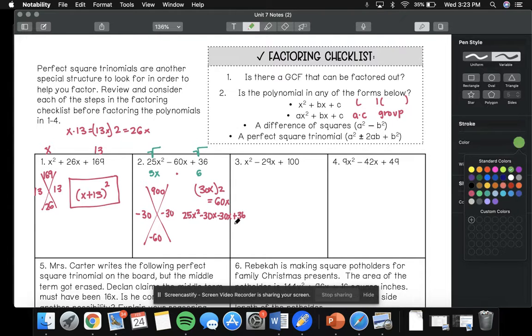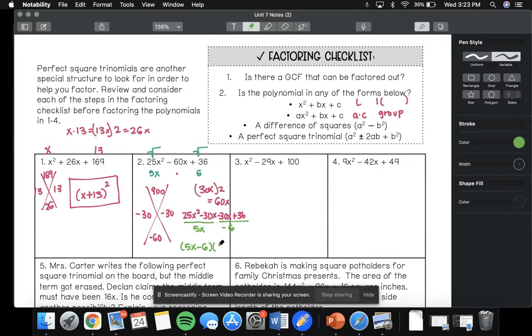I change colors. Then if I do my groups, as you can see, a 5 can be taken out, as well as an x. And then I'm going to take out a negative, and it looks like I could probably take out a 6 as well. Okay, 5x minus 6. Then 25x squared divided by 5x would be 5x. Negative 30x divided by 5x would be negative 6. So I notice if I do it by grouping, I also get the same exact thing.